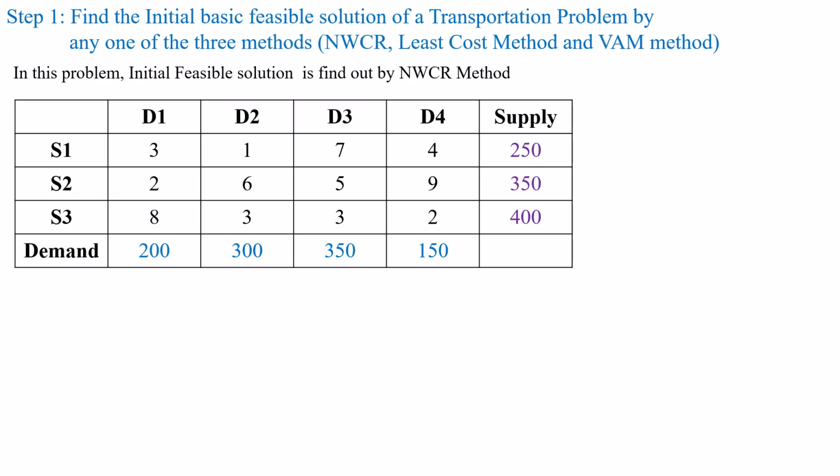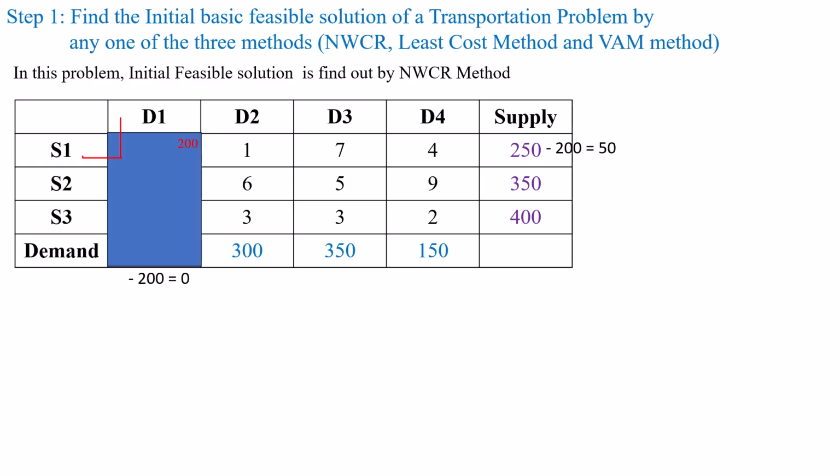Here, the northwest corner cell is the S1 row and the D1 column. Then observe the demand and supply. Here, demand is 200 and supply is 250. So among these two, the minimum value is 200. So allocate this minimum value of 200 in this cell. Then subtract this 200 from the supply as well as the demand, that is 250 minus 200 equals 50, and 200 minus 200 equals 0. Then remove the D1 column because its demand is 0.